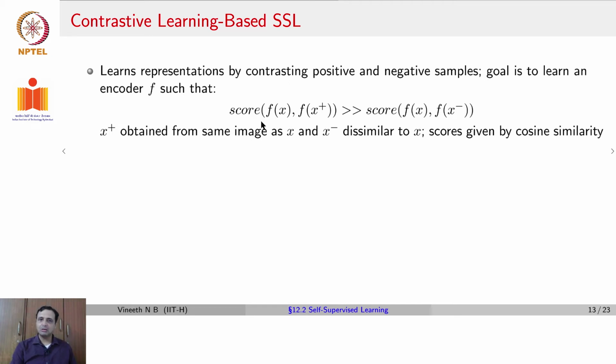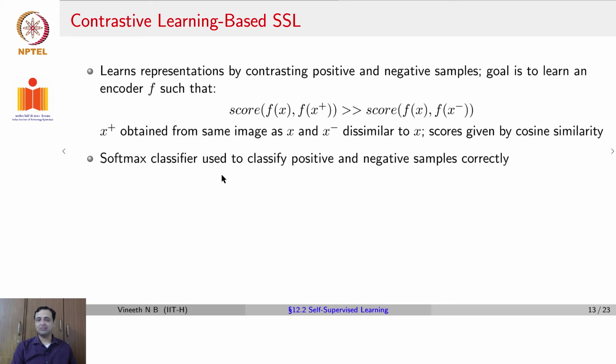The goal here is to learn an encoder which learns a representation of an image such that some similarity score between an image and a similar sample is greater than a score between the same image and a negative sample. Now, if you had class labels, positive and negative become easy to define, similar to what we saw with triplet loss. So how do you go about it here is what we'll talk about. So in this particular case, a softmax classifier is used at the end to classify the positive and negative samples. We'll soon talk about how those positive and negative samples are obtained.